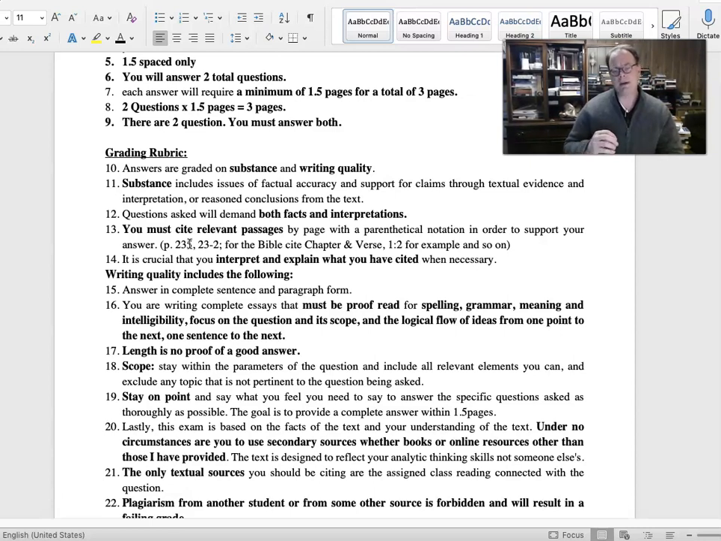So let me talk about the last thing. Facts from the text are pretty self-evident. Either you know the correct fact or you don't. Interpretations we've talked about a little bit at the beginning of the semester, right? So there is flexibility within the answer.